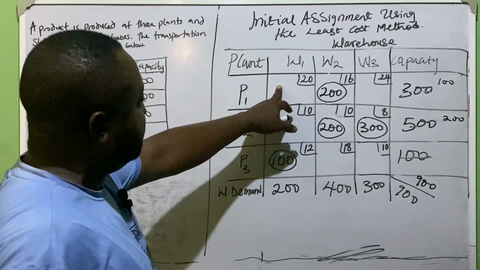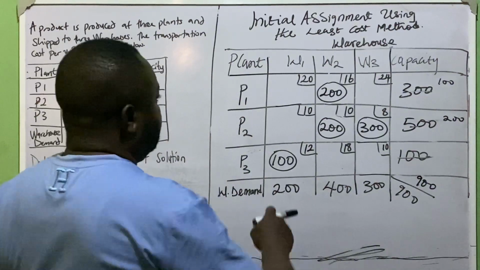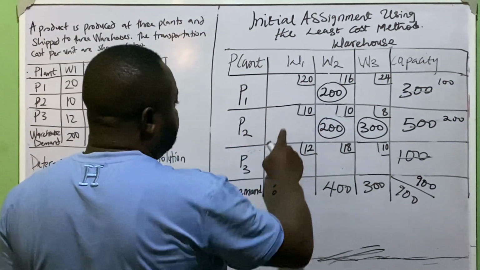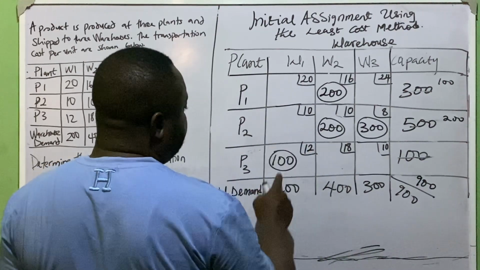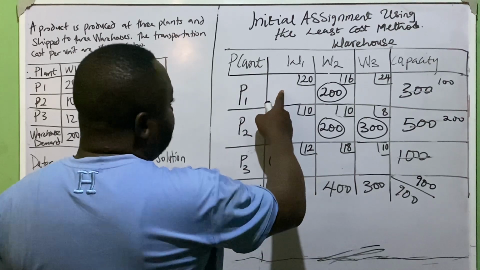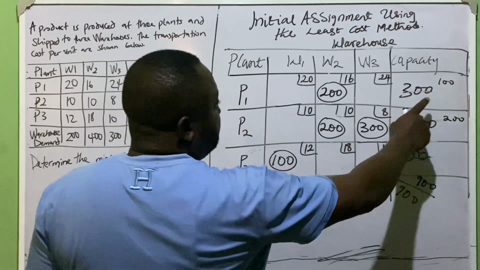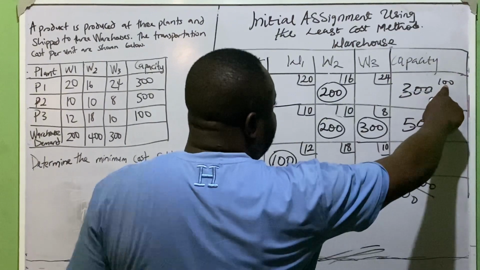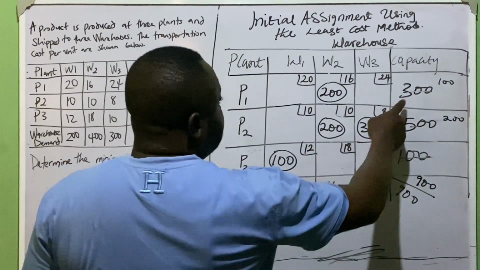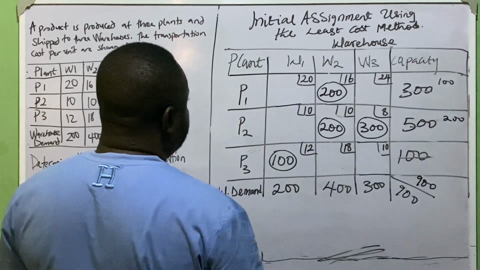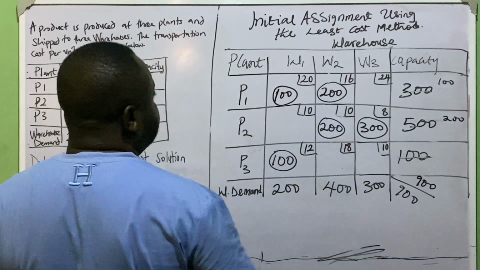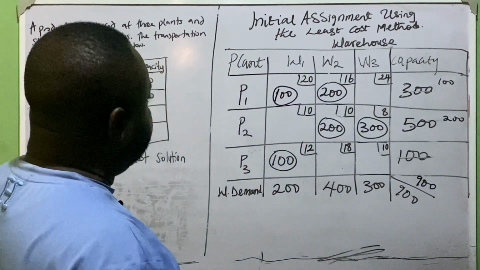There is 20 here. And this is for W1 warehouse 1. And we are owing warehouse 100 because he's demanding for 200. We've already given him 100. We are owing him 100. And of course, in plant 1, we still have 100 unused. We still have 100 that has not been shipped. So we are going to take this 100 and bring it here. So quickly bring 100 here and circle it. Any other thing?